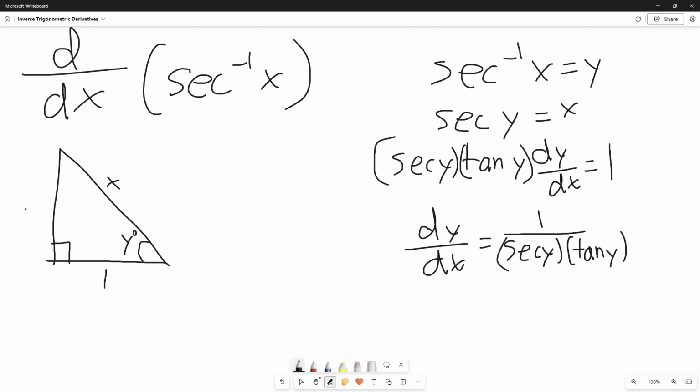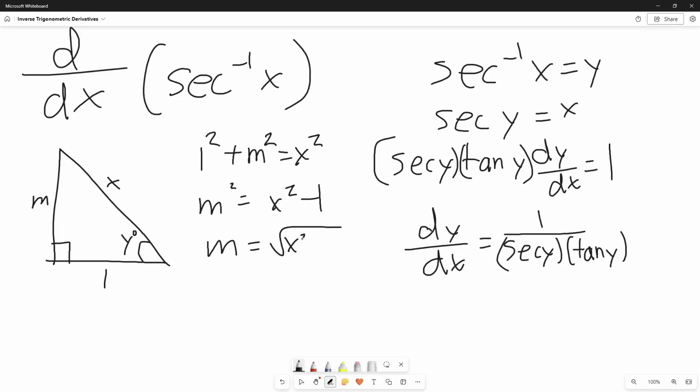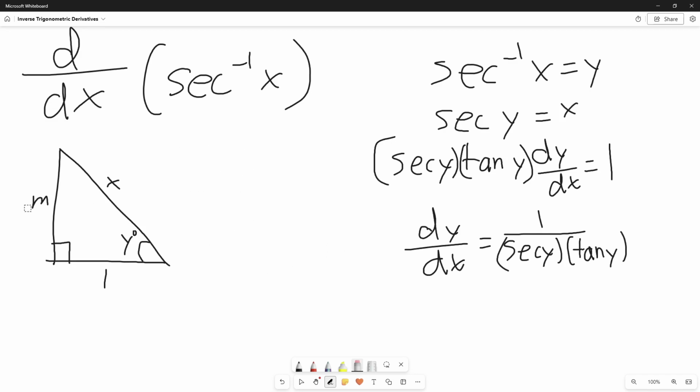And we can use the Pythagorean theorem to figure out this side, which is, well, let me show you. 1 squared plus, let's label this m squared equals x squared. So m squared equals x squared minus 1, and m is equal to square root of x squared minus 1. So we can rewrite our side as square root of x squared minus 1.